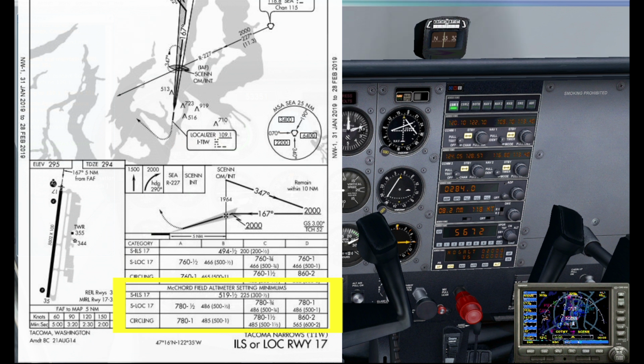And if you have the altimeter for McChord, they have different minimums, but they are on the chart. So it'd be 519 if we couldn't get a local altimeter, which we did, and it was 29.92. I'd set that right there. We're good to go there.